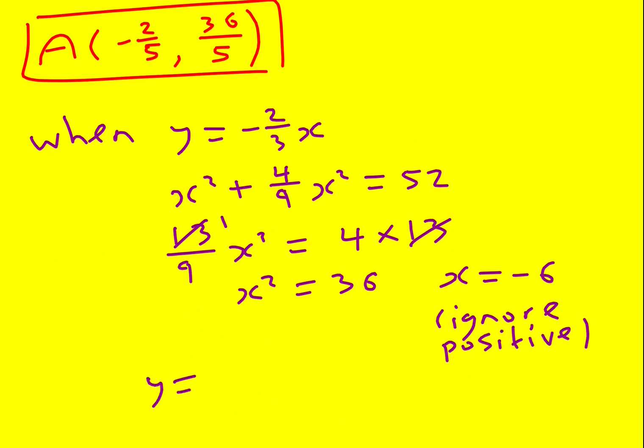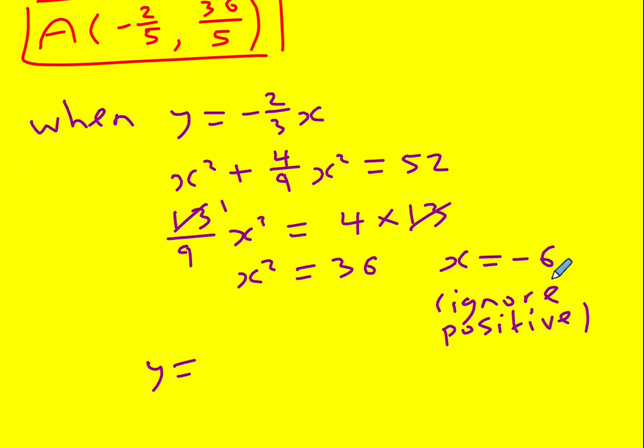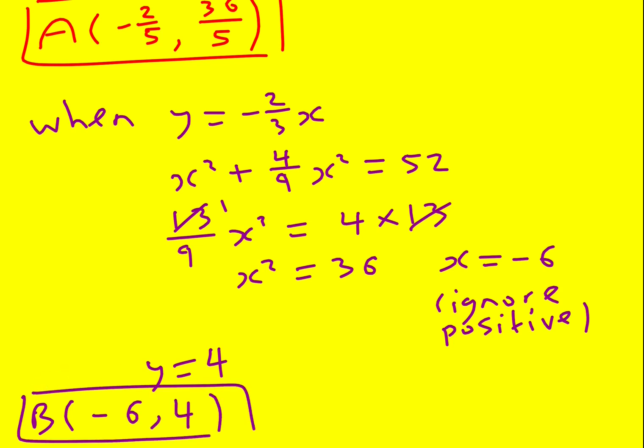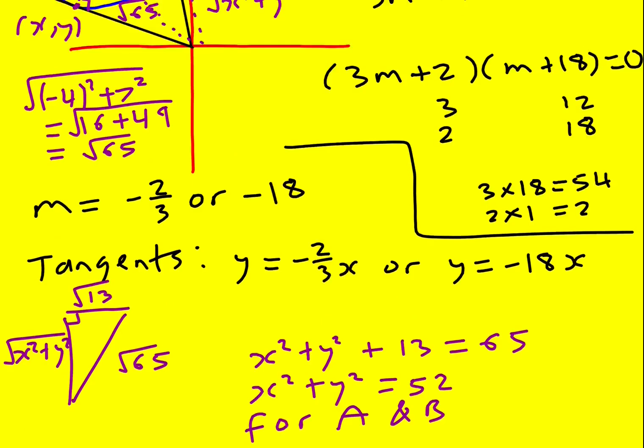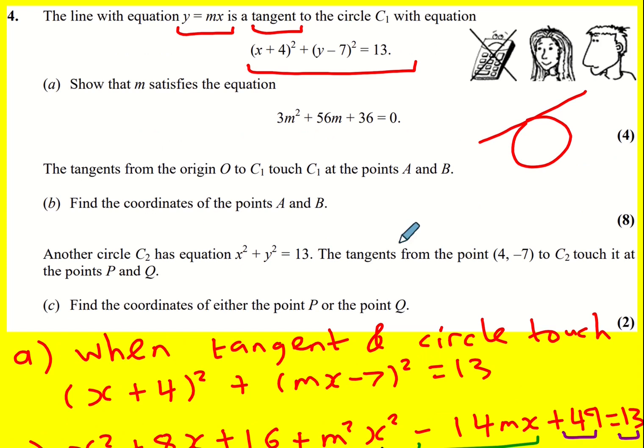And y, if we find a third, it was minus 2/3. Find a third, it's going to be minus 2. Times that by minus 2 is going to be 4. Okay, and we're done with this question. It's quite a lot of little equations to solve and arithmetic to do, but we've managed to find the coordinates of the points A and B.